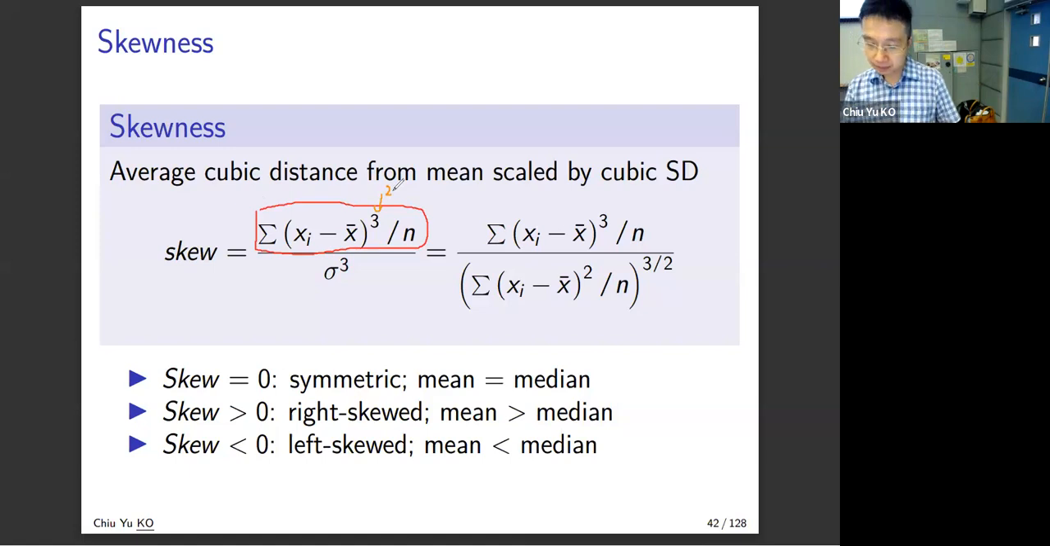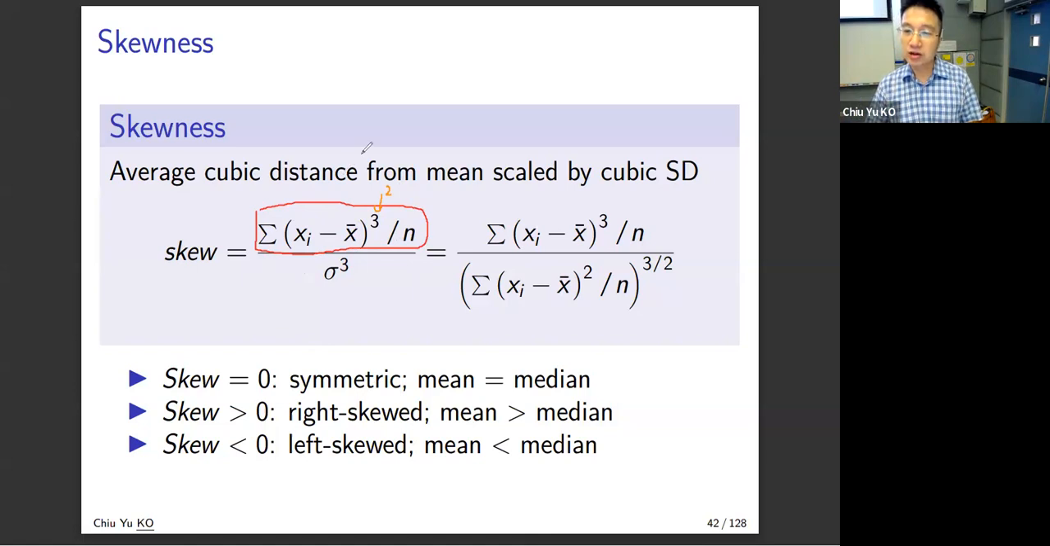So if it's positive, that means there is some data that is very big, like the income data. If you add Bill Gates or Lee Ka-shing in the income data, he makes more than hundreds of thousands of us. So that's why the data will be right skewed, and it will become positive. That's what you call positive skew. Otherwise it's called left skew.